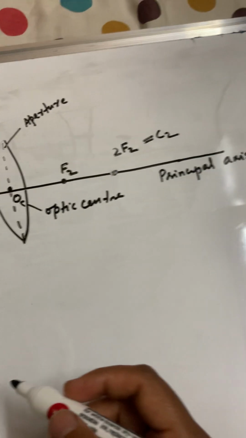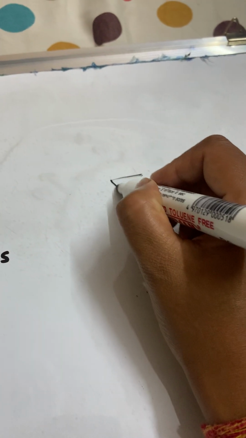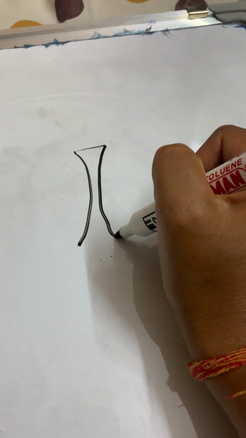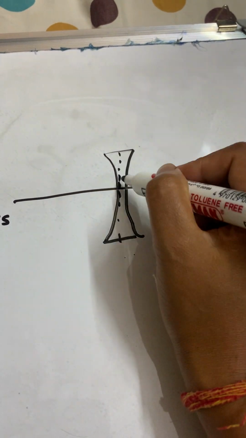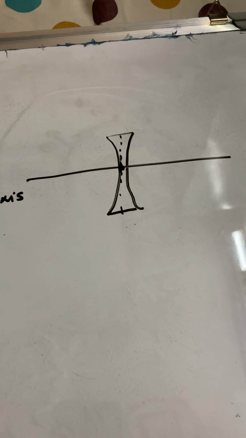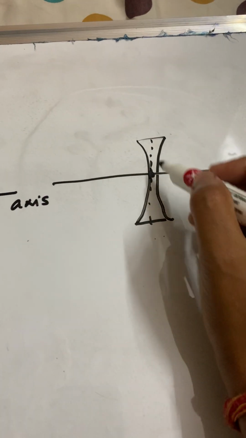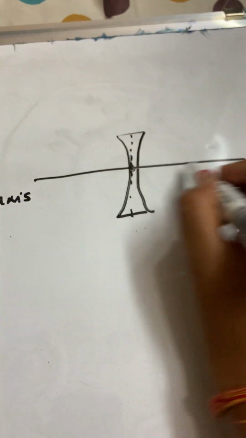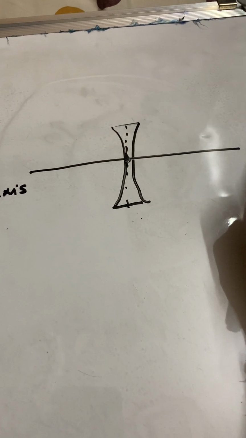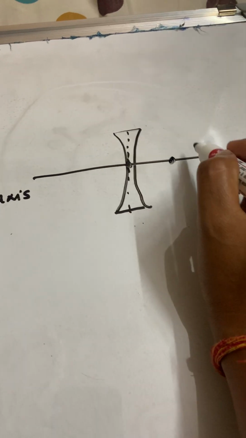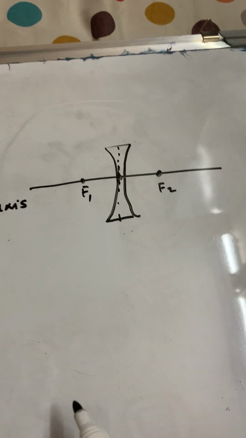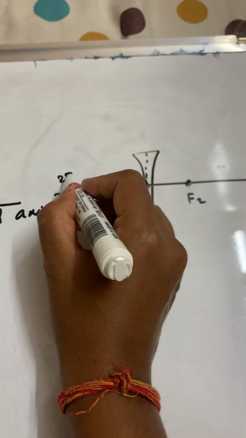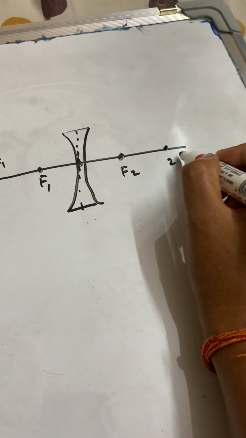Now similarly, the same thing holds true for the concave lens also. In case of concave lens, the inward part is the concave. Then this is known as the aperture of the lens. I'm not making it properly. Then the center is known as the optic center. The axis passing through the optic center is known as the principal axis. Then on both the sides there are two focus, f2 on the right side, f1 on the left side, and double of them, 2f1 and 2f2.